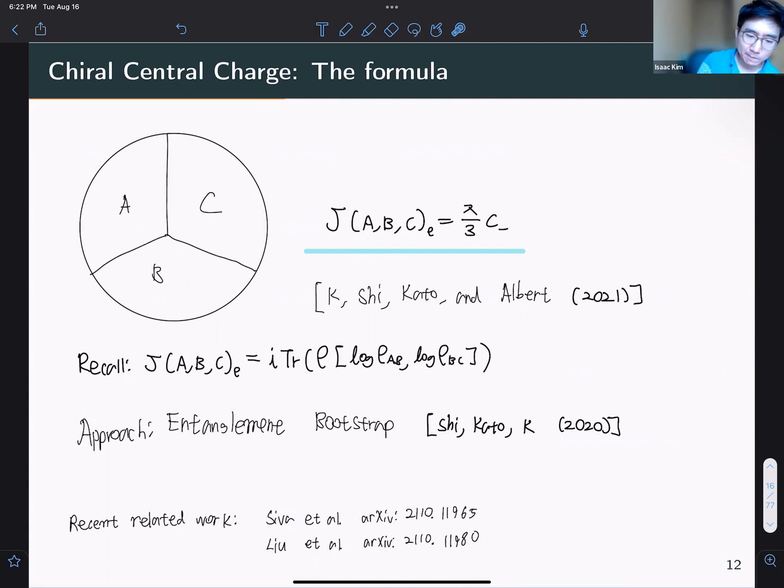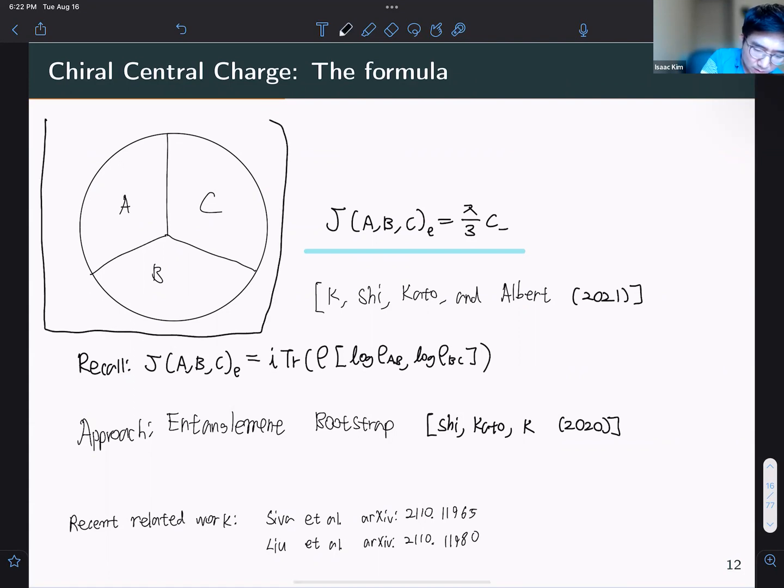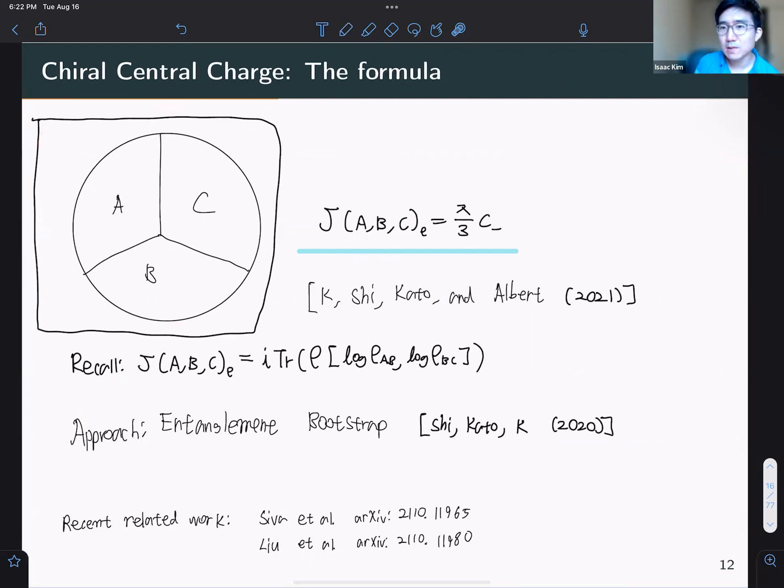Maybe this diagram is a little misleading. So imagine you have this square, right? The square is the physical system, and this circle is just a partition of a disk inside of the physical system. And what the formula says is that in these 2+1D gapped systems, if you compute the modular commutator with respect to this choice of subsystems, you're going to get pi over 3 times the chiral central charge.